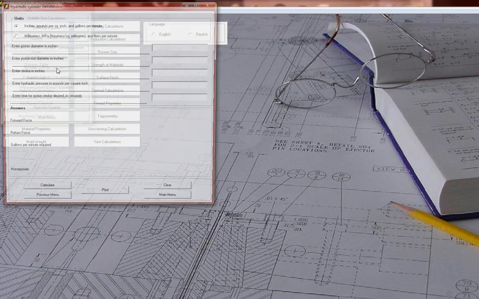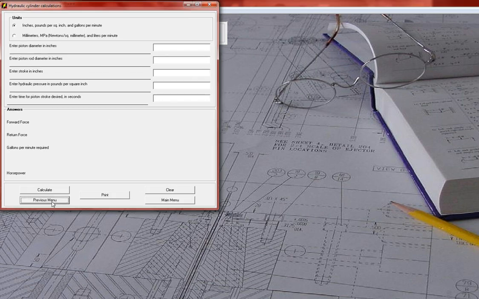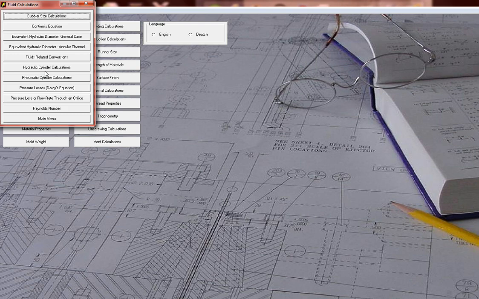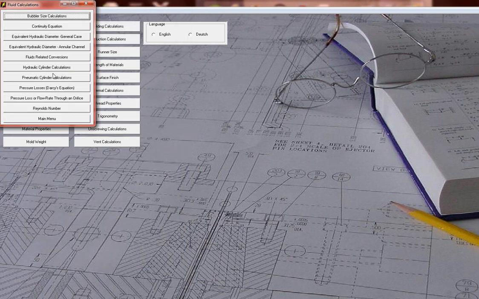You have some hydraulic cylinder calculations which are quite handy. I will go through that a little bit later. I'm just showing an overview right now. You have pneumatic cylinders as well. There's a cylinder sizer here, and also standard cubic feet per minute of air required is included in this section, calculation.